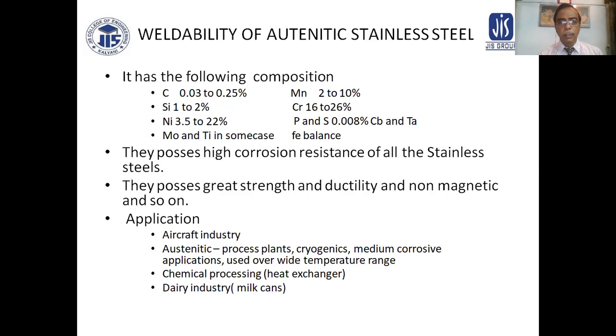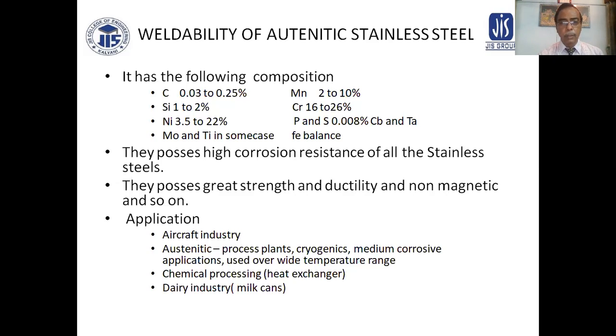They possess the highest corrosion resistance of all the stainless steels. They possess great strength and ductility, and are non-magnetic. Applications: aircraft industry, process plant, cryogenics, medium corrosive applications used over wide temperature ranges. Chemical processing, heat exchangers, dairy industries, milk cans, etc. are manufactured with austenitic stainless steel.